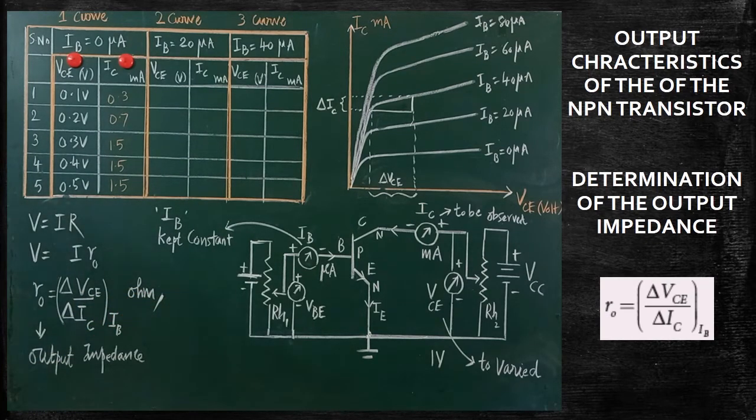Usually the RO value will be very low. Are you clear? So this is the complete experimental and theoretical part of the output characteristics, which may be asked for 3 marks also. Okay.